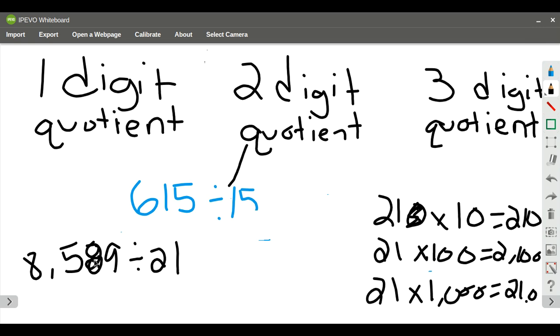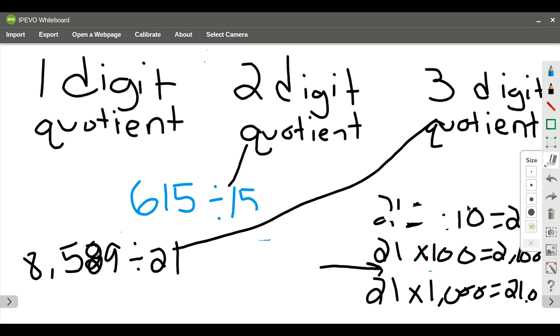Okay, so 8,589 is going to live in between these two values. Because it lives between those two values, it's going to be a three-digit quotient. So it's going to live over here with a three-digit quotient. Okay, because I have to divide it into three different values.